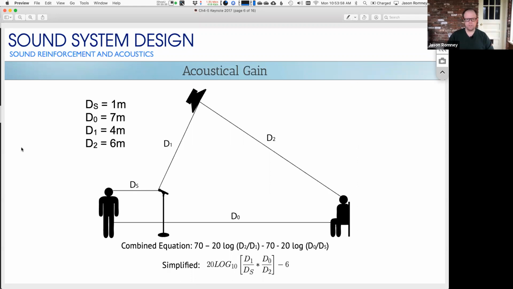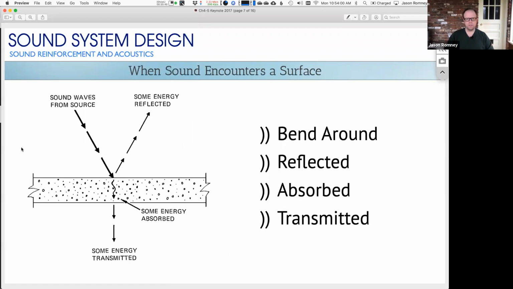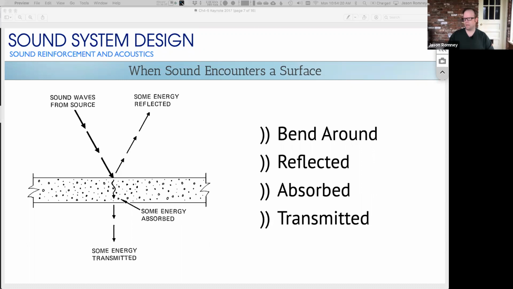All right, so let's take a look at acoustics. Acoustics is the study of what happens when sound bumps into something. Okay, that's basically it. What happens when sound runs into something? And there are people that will devote their entire professional lives to answering that question. So there are really 4 possibilities of what could happen when sound bumps into something.